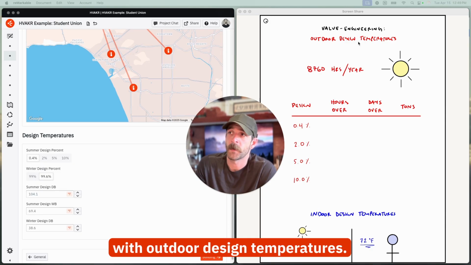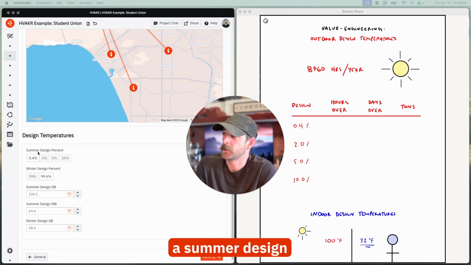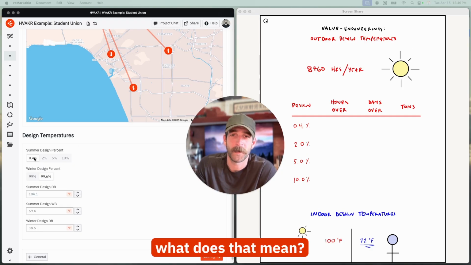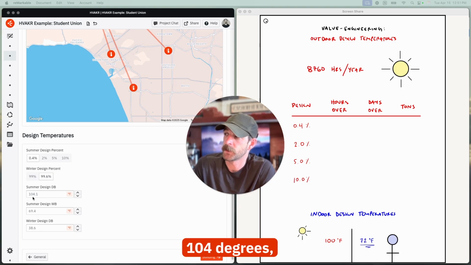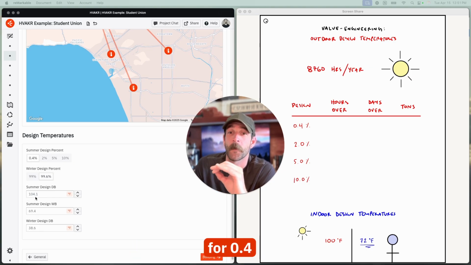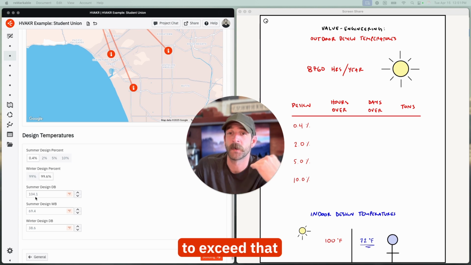So let's start with outdoor design temperatures. When we design for a summer design percent of 0.4, what does that mean? It means that we're making an assumption about the peak outdoor air temperature, in this case 104 degrees, with the understanding that for 0.4% of the year, it's actually going to exceed that temperature.